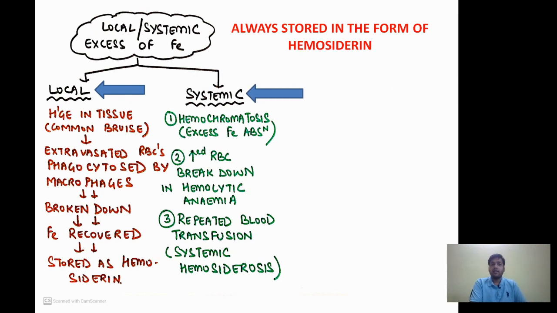So what is the localized excess of iron? Let us see. Whenever there is a hemorrhage inside the tissues, for example a common bruise, the extravasated RBCs will be phagocytosed by the macrophages and broken down, and then the iron will be recovered and stored as hemosiderin. Again, a systemic excess of iron occurs in hemochromatosis. That is, whenever there is an excess amount of iron absorption, that disease is called hemochromatosis. We can also have excess iron from RBC breakdown, which occurs in hemolytic anemia. Again, this is an abnormal condition. Thirdly, whenever we are having repeated blood transfusions, for example in thalassemia, excess iron will be there inside our body, and that will be converted to hemosiderin and stored in different body organs, leading to systemic hemosiderosis.